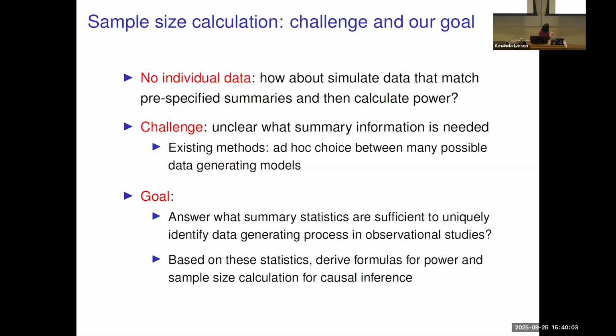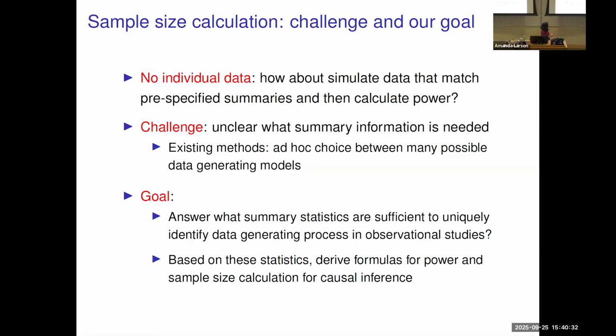And so mathematically, the statistical challenge is actually not clear. What are the summary statistics really needed to uniquely identify the data generating process, under mild assumptions? The existing methods all involve ad hoc choices between possible data generating models. So we want to avoid that.